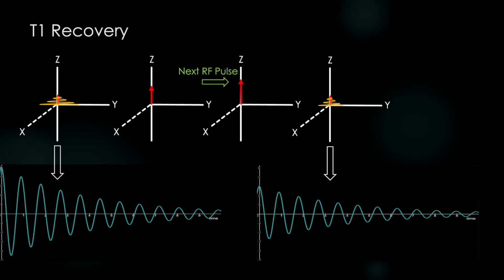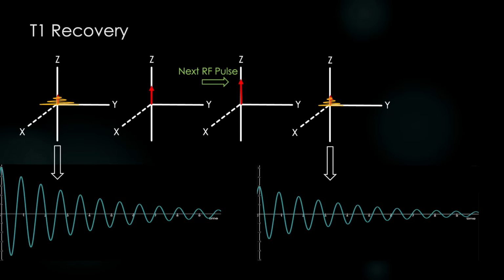Again, our net magnetic vector precesses about the XY plane. We record a decaying signal known as T2 decay, but it's slightly different than before, right? Notice overall, the amplitude of the signal is lower, as is our spiral in the XY plane.